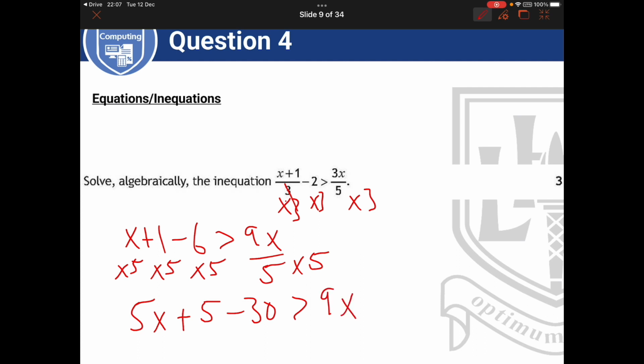Let's gather in our like terms. I've got 5 take away 30 on the left-hand side, so I can just join them together. 5 minus 30 is minus 25. So I've got 5x minus 25 is greater than 9x.